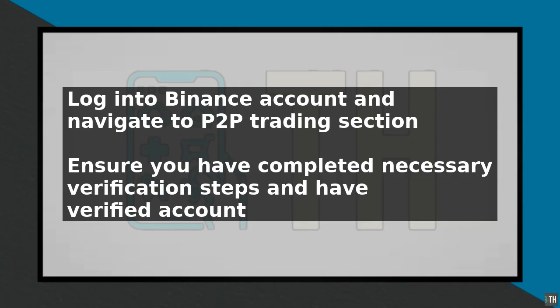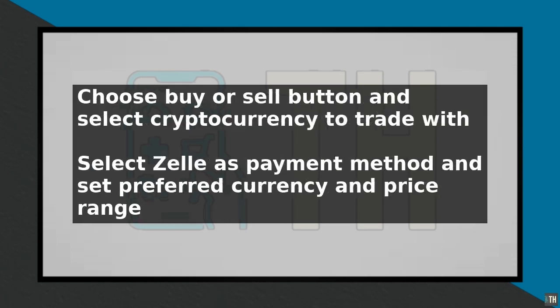First, ensure you have completed the necessary verification steps and have a verified account. Then, click on the Buy or Sell button, depending on your desired action, and select the cryptocurrency you want to trade. Choose Zelle as your payment method and set your preferred currency and price range.